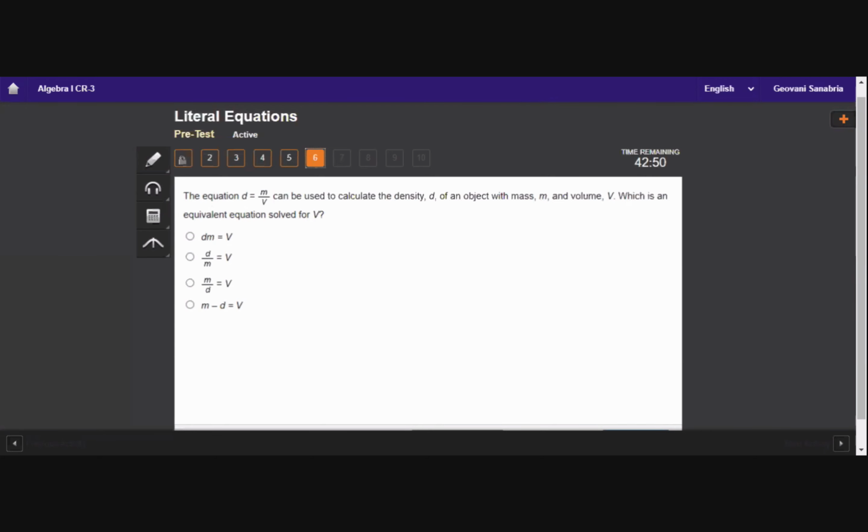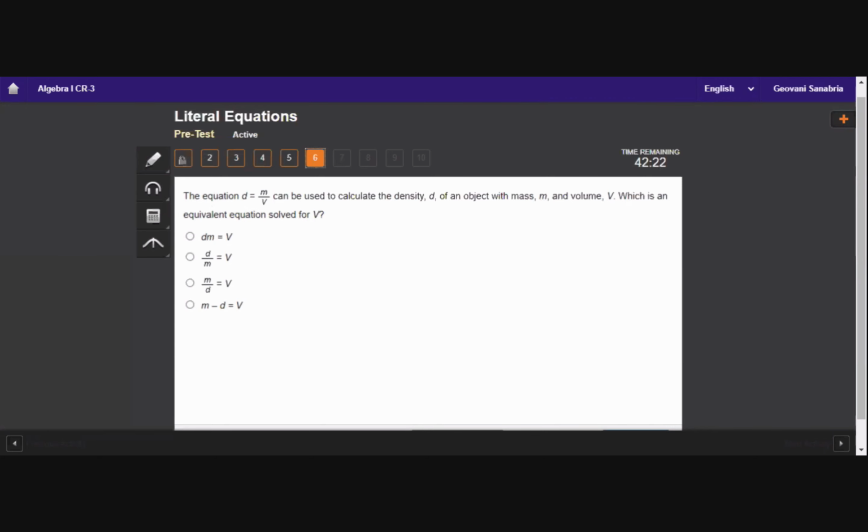Solved for v. So there's a couple steps on this one. Actually, I'm just going to walk you through this one. So write down the original equation, d equals m divided by v.